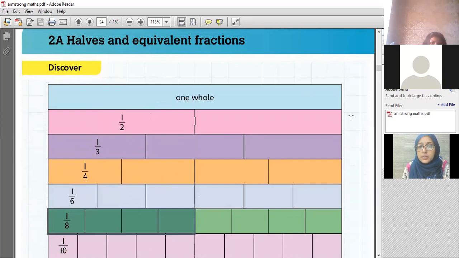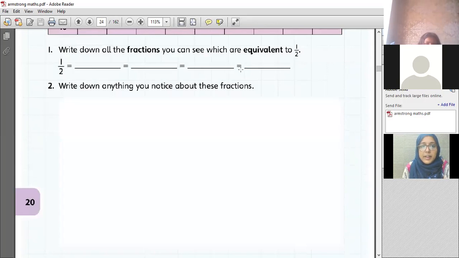Now 4/8, I'll write it. And next is 5/10. 3/6, 5/10, ma'am, 4/8. And what can be one more fraction? 5 by 10. These all are equivalent fractions. What did you notice about all these fractions? They have the same value. Okay, just write it. Same value.